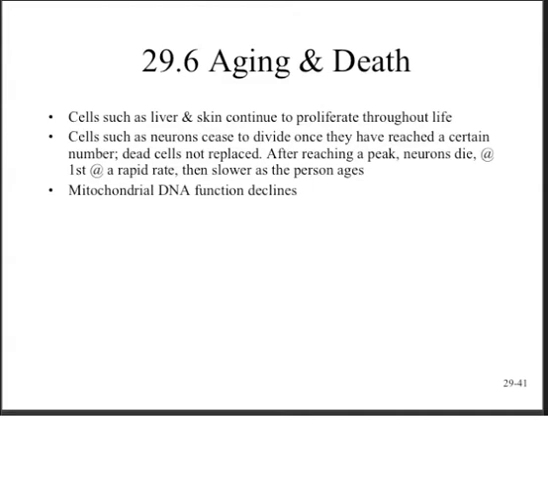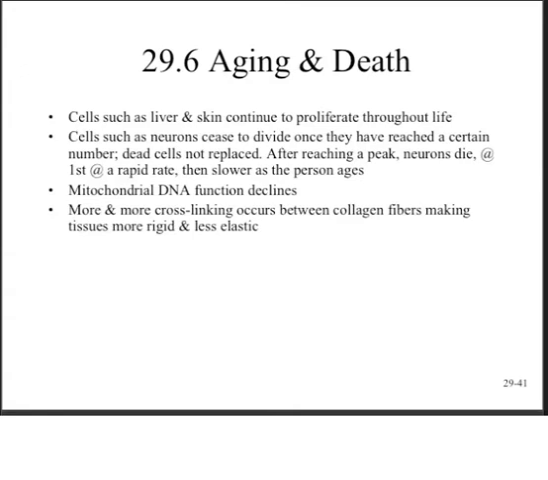This is going to have a major impact on the function of the central peripheral nervous system. Mitochondrial DNA function declines. As a result, we have an impact on energy production in the cells. More and more cross-linking takes place between collagen, making tissues rigid and less elastic. We have difficulty in near vision, a condition we call presbyopia, which is a result of loss of lens flexibility. Joints, blood vessels, kidneys, lungs, and heart lose function as cells die and tissue function diminishes.